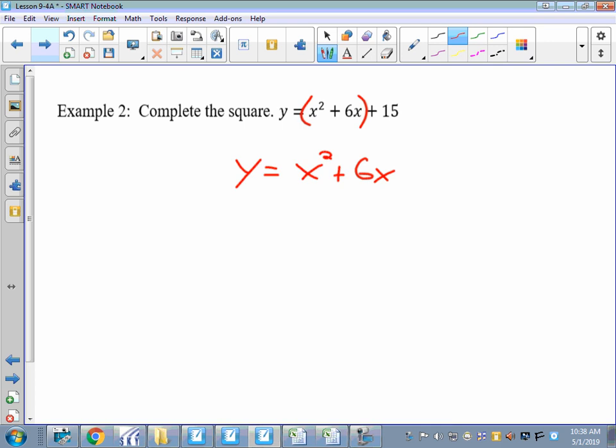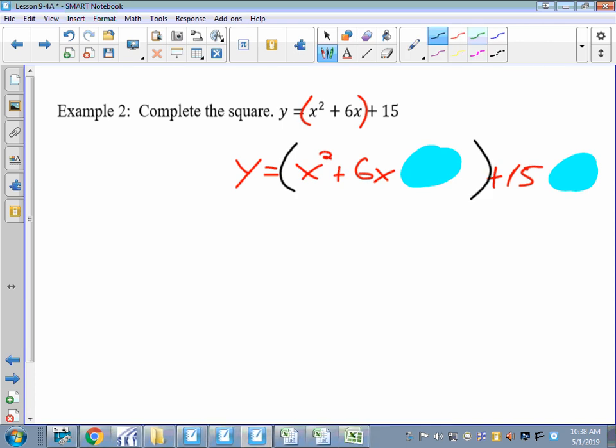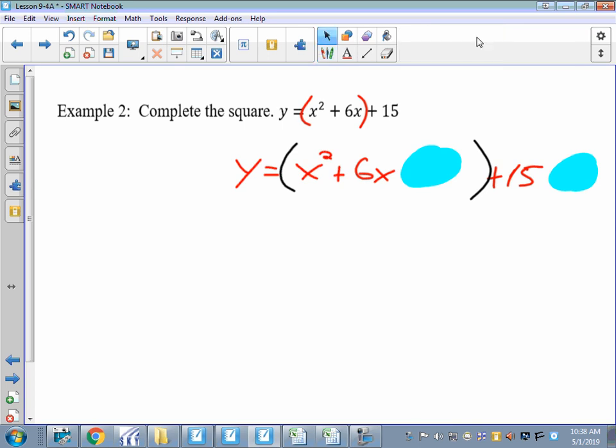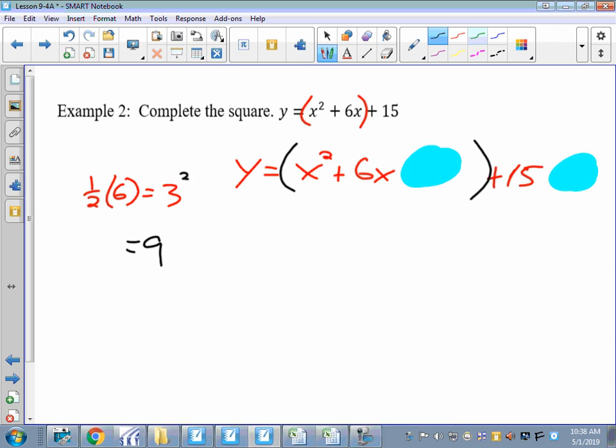And then I'm going to scooch that 15 out of the way here because I know that somewhere here I'm going to have to add a value, and then over here I'm going to subtract that same value. I'm going to use parentheses around the first part because I'm adding something here and subtracting it on the outside. And what am I adding and subtracting? That's my 1/2 of my b. So I can either divide it by 2 or take 1/2 times 6 in this case, which gives us 3. And when I square it, 3 squared equals 9. So I'm adding 9 inside the parentheses, and out here I'm subtracting 9 because I have to balance it out.